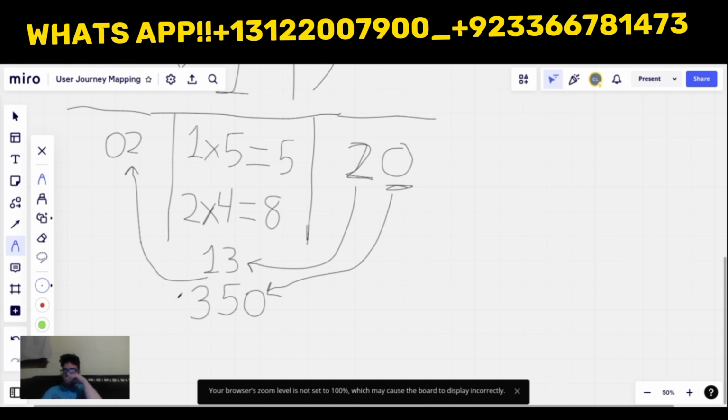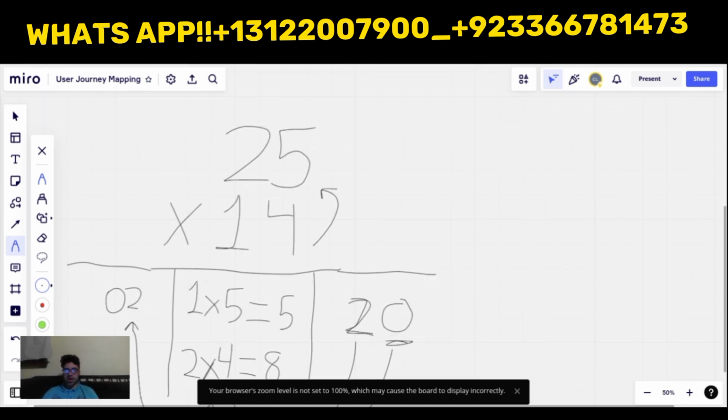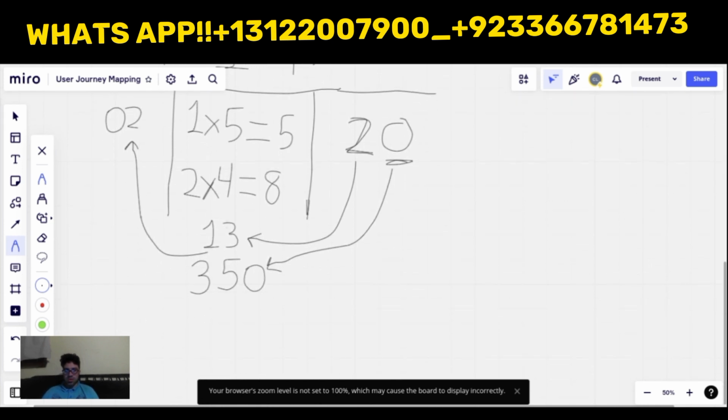And there we are. Using the Pakistani method, we now have the full and complete answer for 25 times 14. It gives us a total of 350. Now, that has been the 2-digit by 2-digit multiplication process by Mahim Math Tutorials.